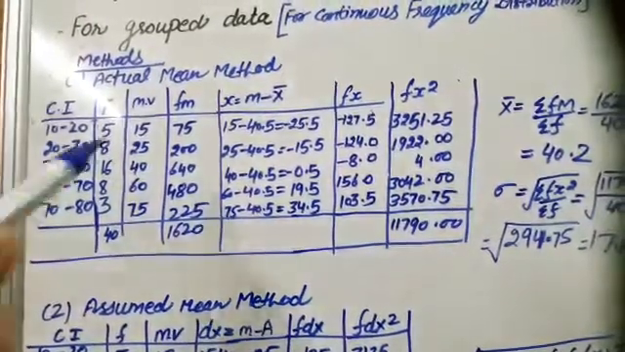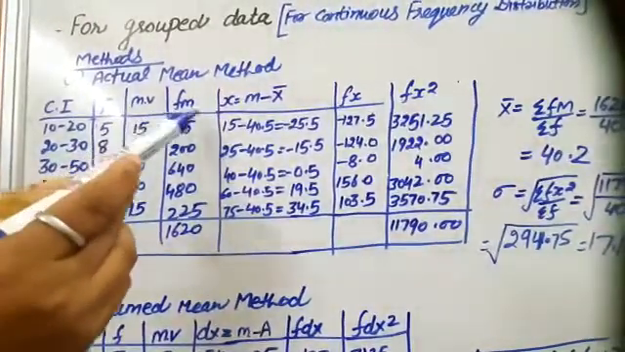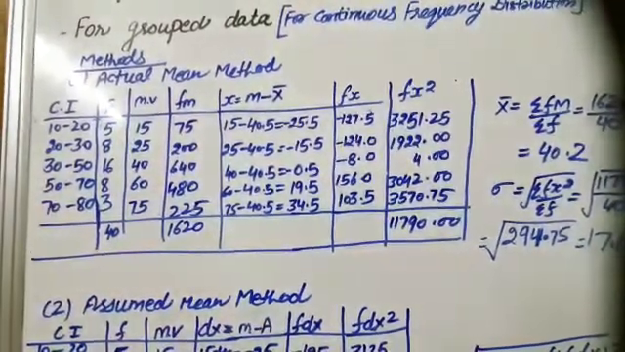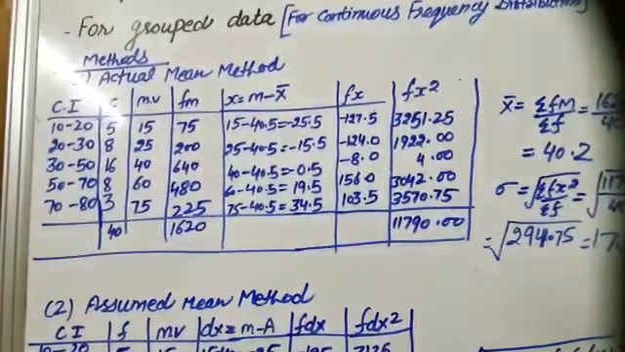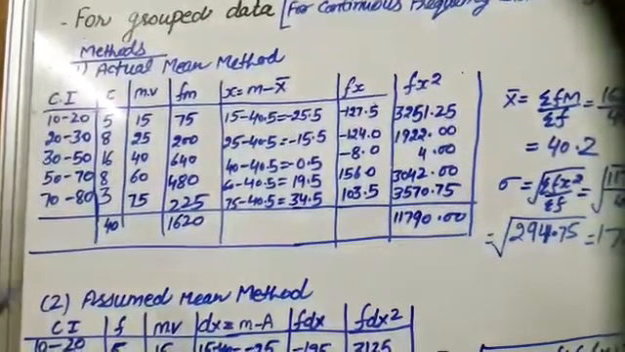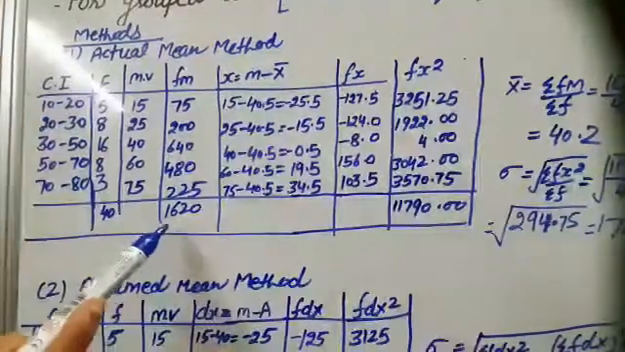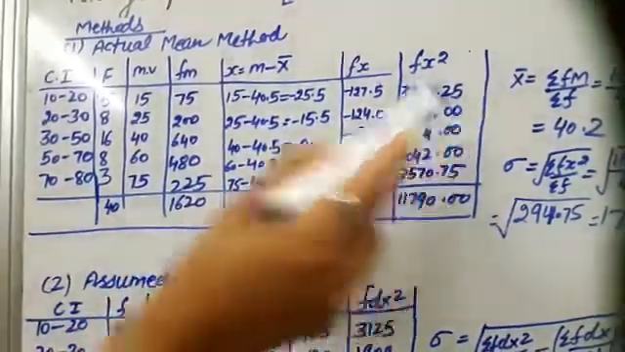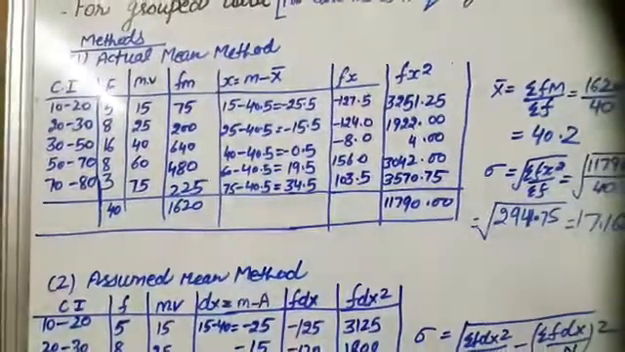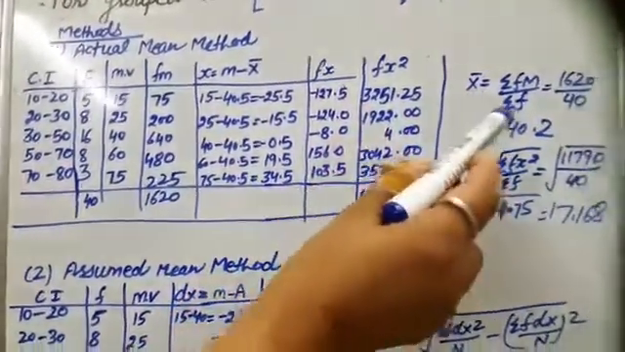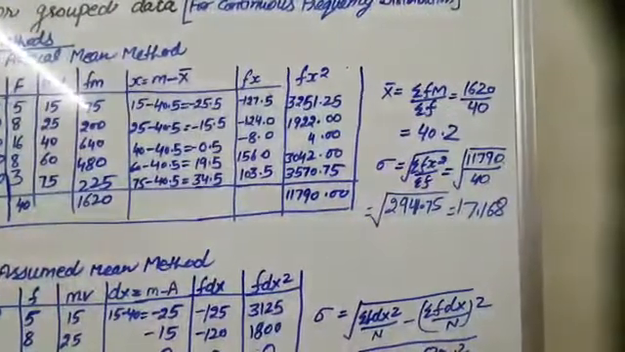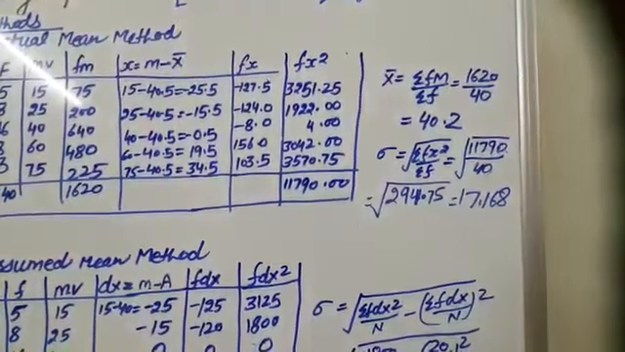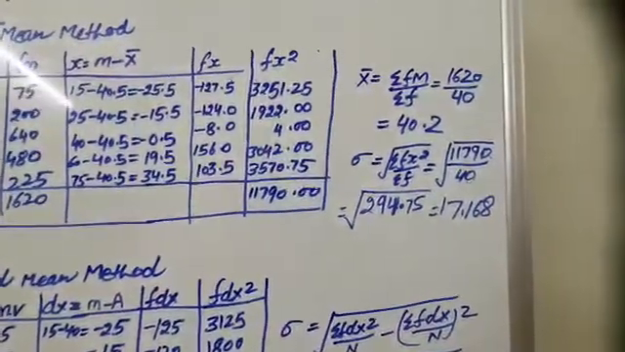In order to calculate mean, we have to calculate FM, which is equal to F multiplied by mid value. So it is equal to 75, 200, 640, 480, 225. Sigma FM is 1620, sigma F is 40. So mean is equal to sigma FM upon sigma F, that is 1620 divided by 40, which is equal to 40.2. Now we shall take deviation from actual mean.